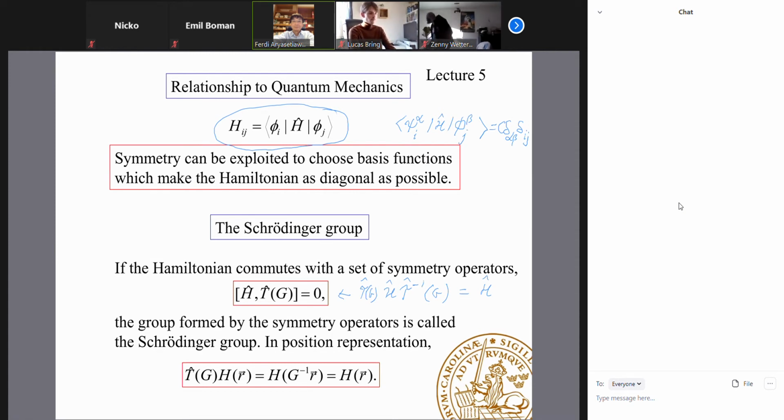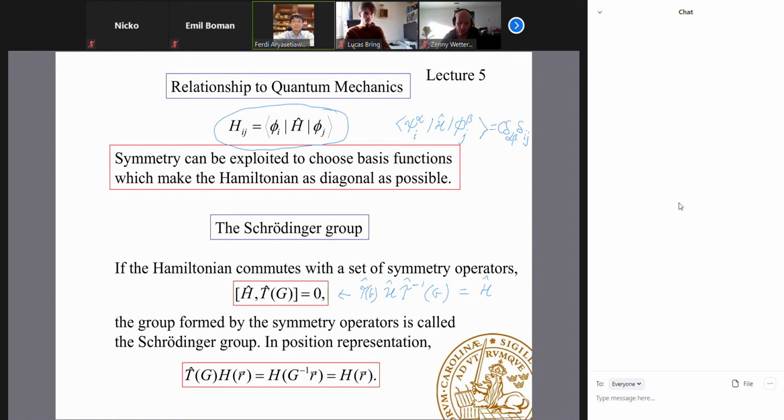So that's a definition of invariance of the Hamiltonian. Now, the group that is formed by these symmetry operators is usually called the Schrödinger group. It was probably Schrödinger who first studied his equation and a certain symmetry. So nowadays we just call this symmetry of whatever we have as our object. It doesn't have to be the Hamiltonian. It can be some other operators or some other quantities.